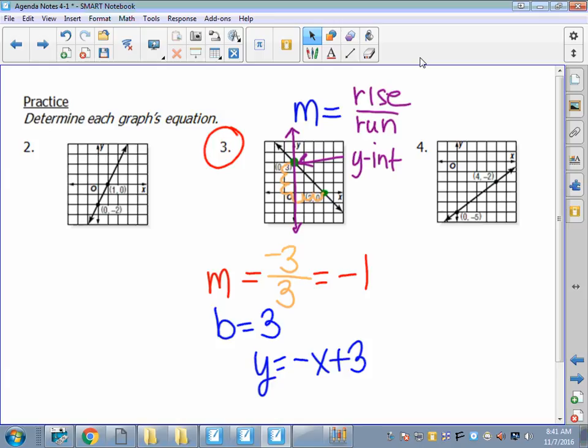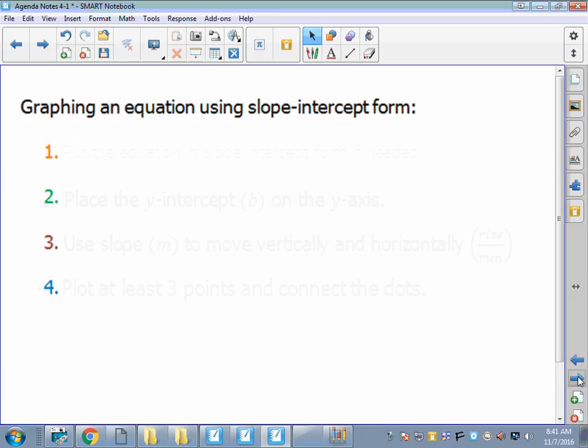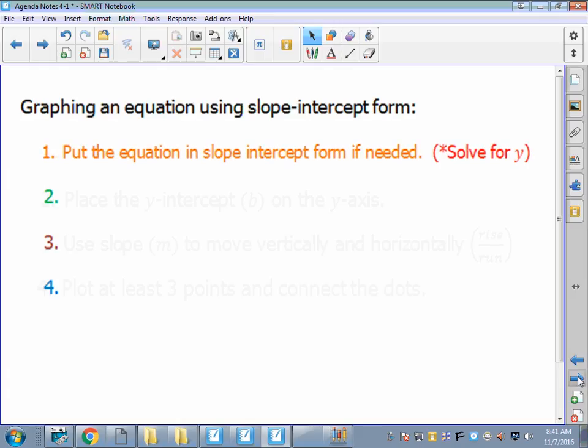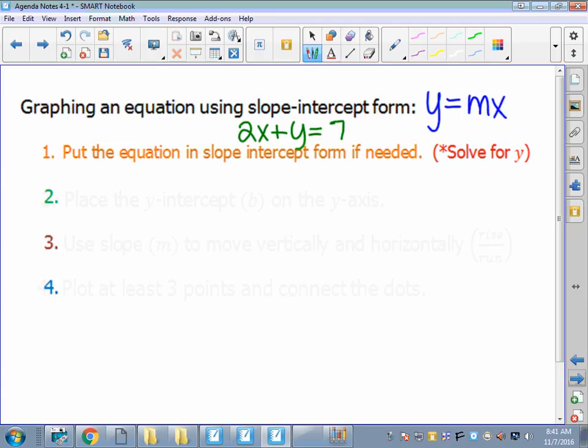So now let's talk about going the other way. Instead of here's a graph, tell me the equation, here's an equation, let's graph it. So first things first, you might have to do a little pre-graphing work. If it's giving you something like 2x plus y equals 7, you might have to solve for y or put it into slope-intercept form. Remember, slope-intercept form is when y is isolated or everything is solved for y. So you might have to do a little bit of work.